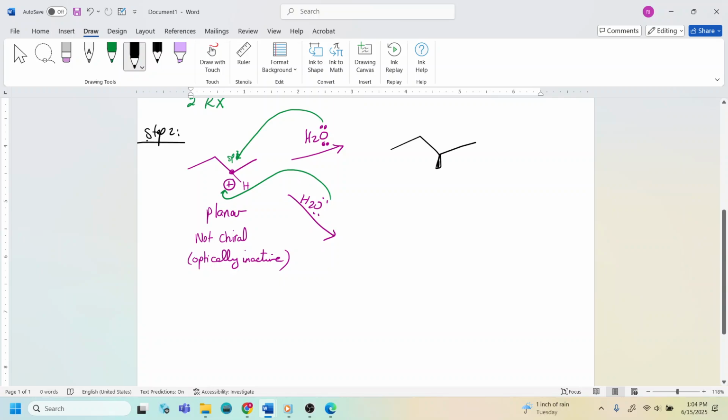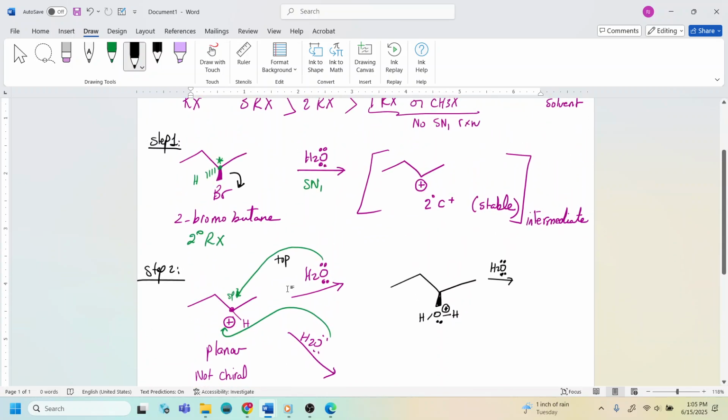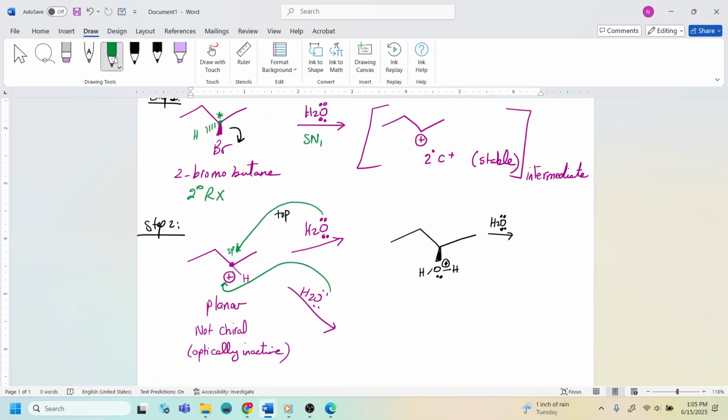So water in this case can attack from the top and will generate an OH that is on the top with a plus charge. This is water, okay? And later on, I'm just going to use water as a solvent. So you see, this is why it's called a solvolysis reaction, because you're using your nucleophile to attack the plus charge, and then you're using it as a solvent to act as a base to take the acidic hydrogen.